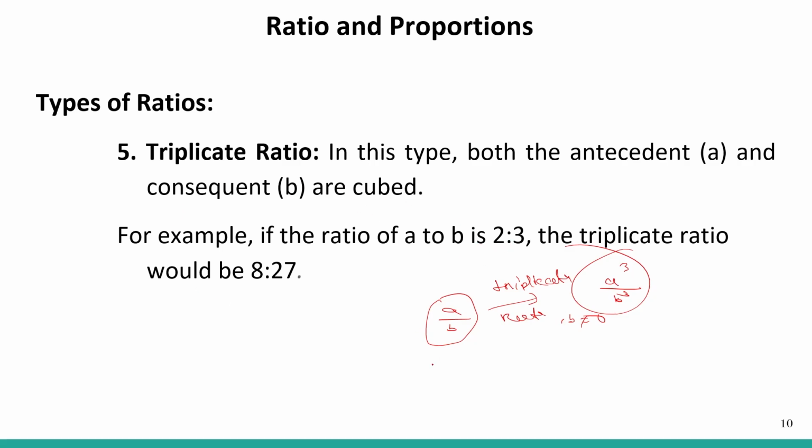So if we have A is to B equal to 2 by 3, by triplicating the ratio, what will happen is 2 cube by 3 cube, that is nothing but 8 by 27, right? So this is the answer.